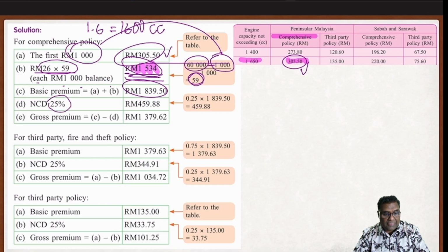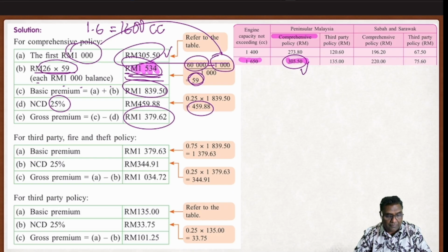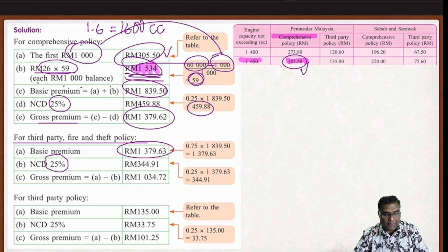NCD was 25%. NCD is a discount. So 0.25 of this, I got this. This is the gross premium that is going to be paid by Mr. Ramli. Now we come to the third party fire and theft policy. I took the 1379 as the gross premium. I calculated 25% from there. Why did I calculate 25% from there? Because that premium also has an NCD of 25%. Minus that, he has to pay this gross premium.